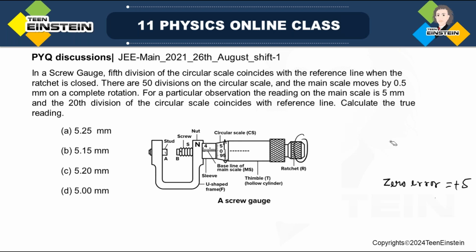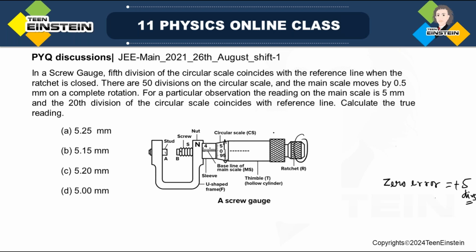Okay, 5 divisions with positive value. Okay, this is divisions actually. 5 divisions. You don't get the value till now in terms of main scale. Now the question further says there are 50 divisions on the circular scale.